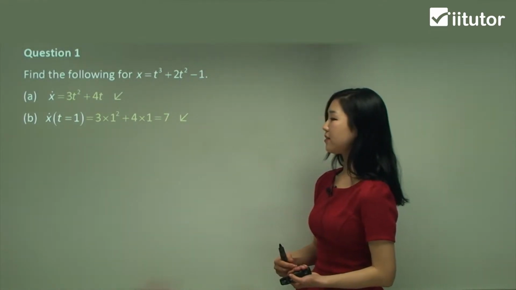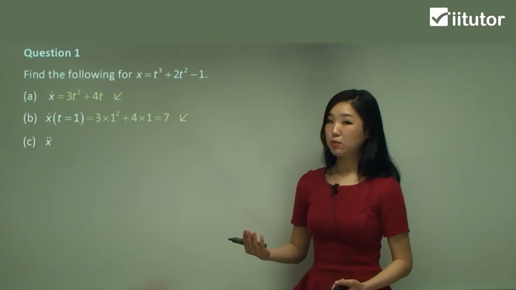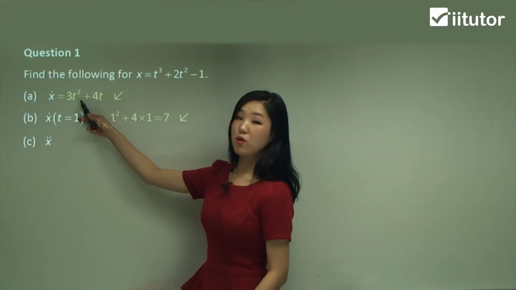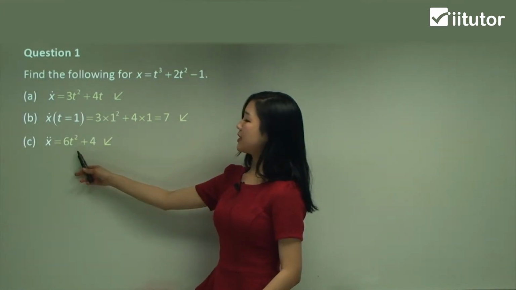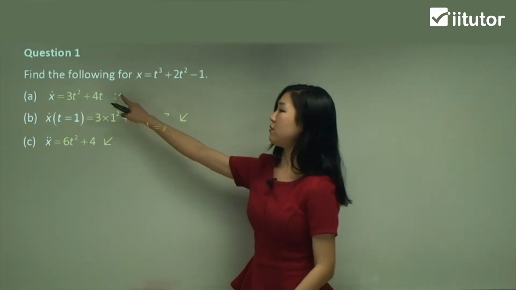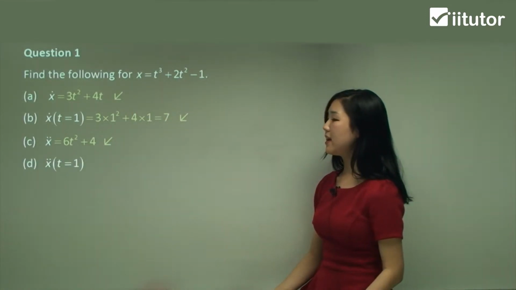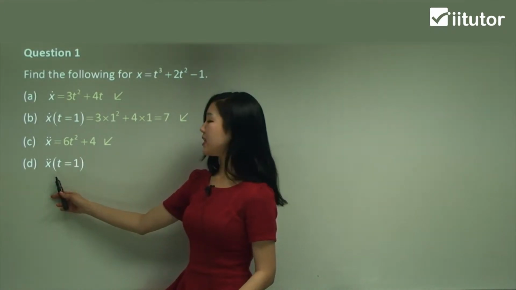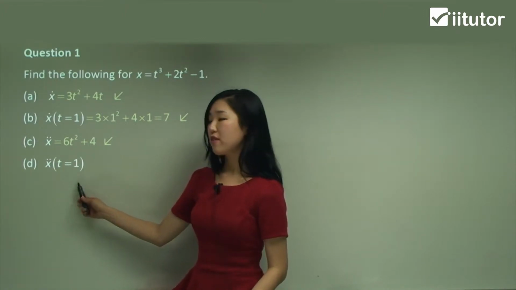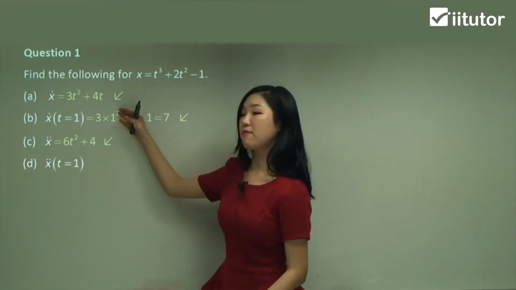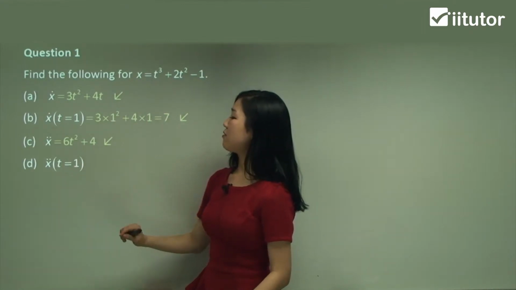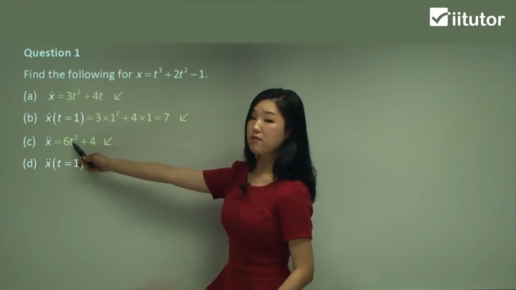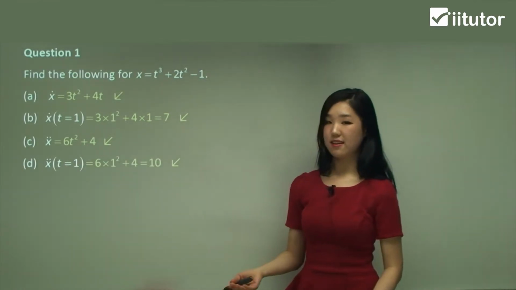So very simple again. Now C, x double dot. x double dot, double differentiate x, or just differentiate x dot one more time. So it's going to be 6t squared plus 4, just your usual differentiation of that one. And then in part D, it asks us to find x double dot, which is the same as part C, but again, they tell you what t is. t equals 1. So they want you to find the rate of change of that rate of change, when time equals 1. So simply sub in your value of 1 into that t there, and just calculate it to get 10.